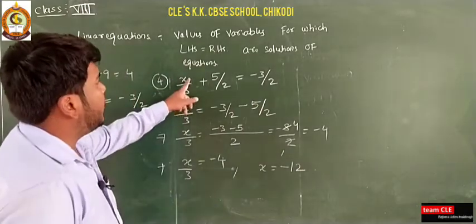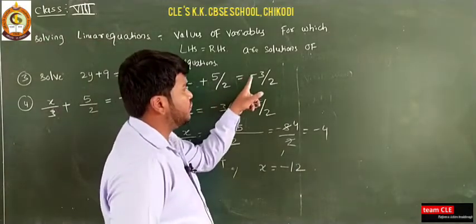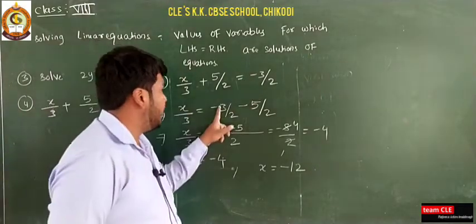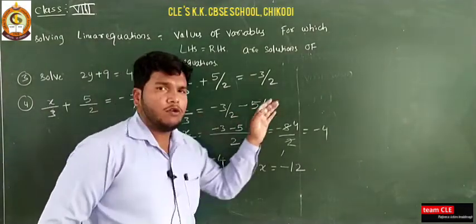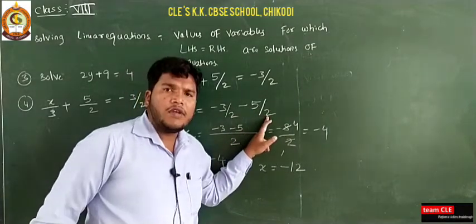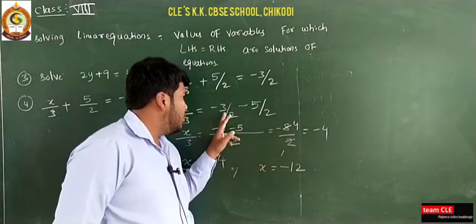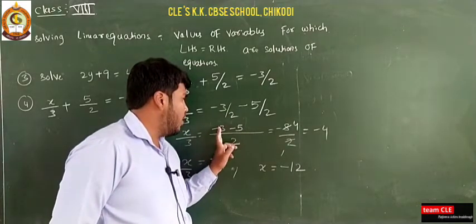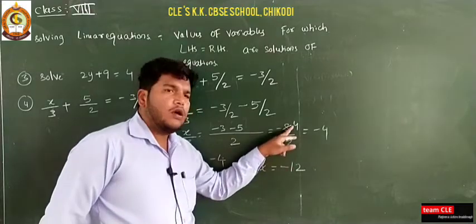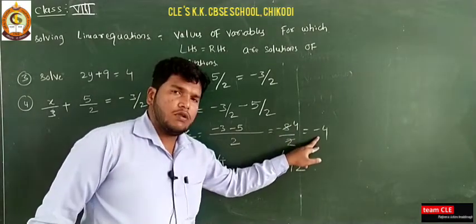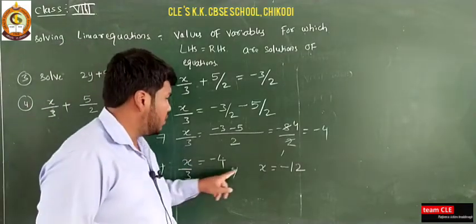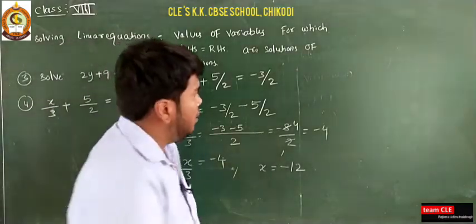Okay, x by 3 plus 5 by 2, which is equal to minus 3 by 2. x by 3 as it is, minus 3 by 2 as it is, plus 5 by 2. When it goes to the RHS, it becomes minus 5 by 2. Both the denominators are the same. LCM is 2, minus 3 minus 5. Just add this, we get minus 8. Minus 8 by 2, 2 1s are, 2 4s are, which is equal to minus 4. x by 3 equal to minus 4, 4 3s are, x is equal to minus 12.